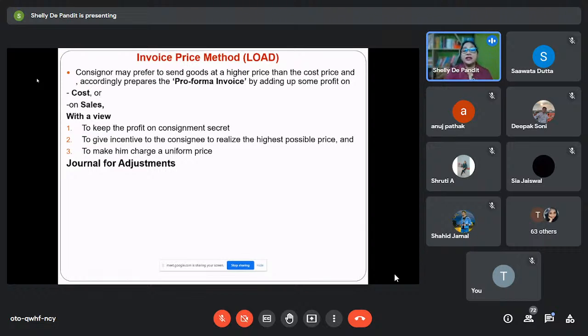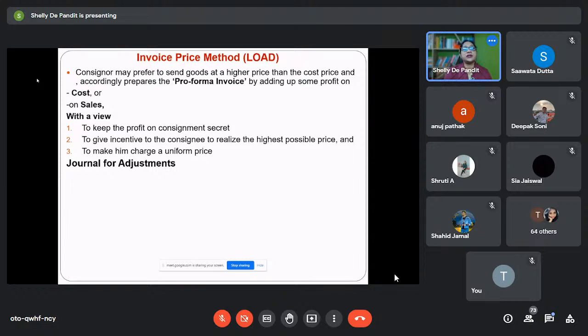What is that? That is the consignor sometimes sends the goods to the consignee by adding up a profit, a hidden profit in the cost. Okay, hidden profit. That means only the consignor has the idea of that price. What is the cost? What is the sending price? These two are different. Suppose the cost is 100, but goods are sent to the consignee for rupees 120. So that 20 is the load. Got my point? And that 120 is the pro forma invoice price.